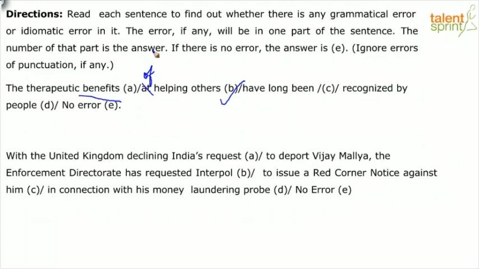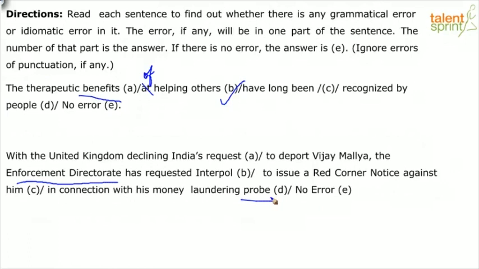To deport Vijay Mallya, the Enforcement Directorate has requested Interpol. So this is what is happening, right? The United Kingdom has declined India's request to deport Vijay Mallya. Fine. The Enforcement Directorate, what is it doing? It has requested Interpol. Part B also seems fine. To do what? To issue a red corner notice against him seems fine. C. In connection with his money laundering probe. Now, if you look at part D, who's doing the probe? Is it Vijay Mallya or the Enforcement Directorate? Right? Rajkumar. Correct. Who's doing the probe? The Enforcement Directorate is doing the probe, right?